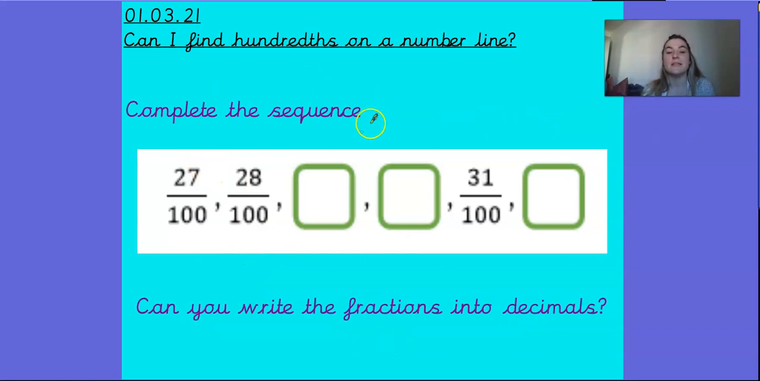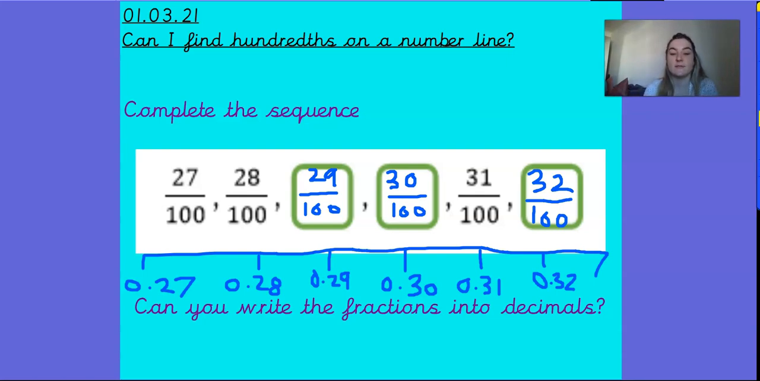So I want you to complete this sequence here. Again, it is quite similar to the others. And can you write the fractions into decimals as we move along? So off you go. Pause the video here and have a go at writing this sequence.